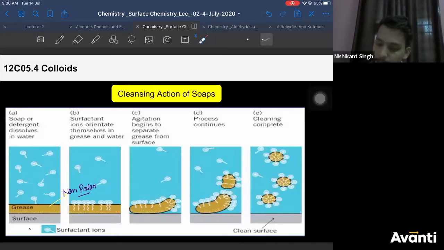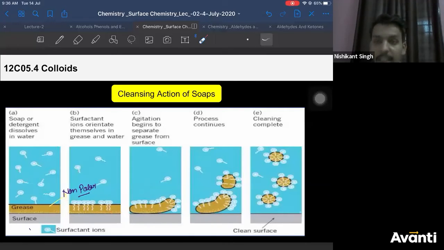Right. So now you can see the hydrophobic part is oriented towards the grease, because this is also a hydrophobic chain, and your grease is also non-polar. Your tail is also non-polar. I hope it is clear. The tail is non-polar and the grease is also non-polar.